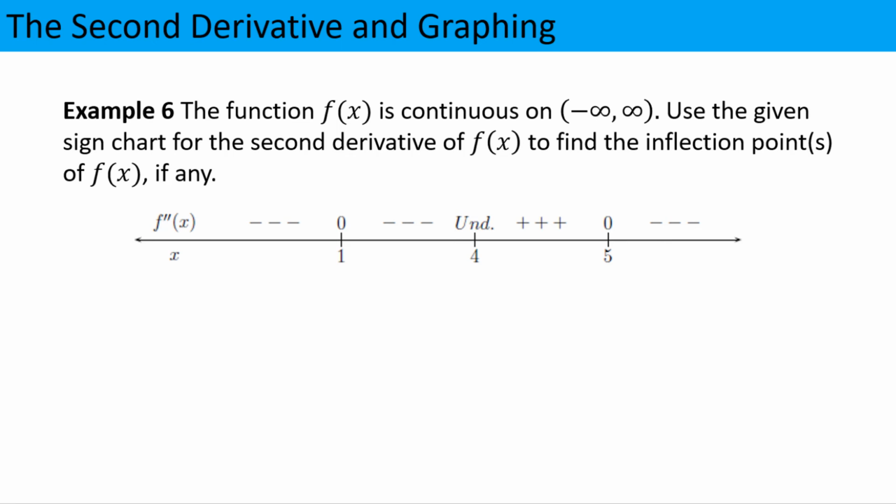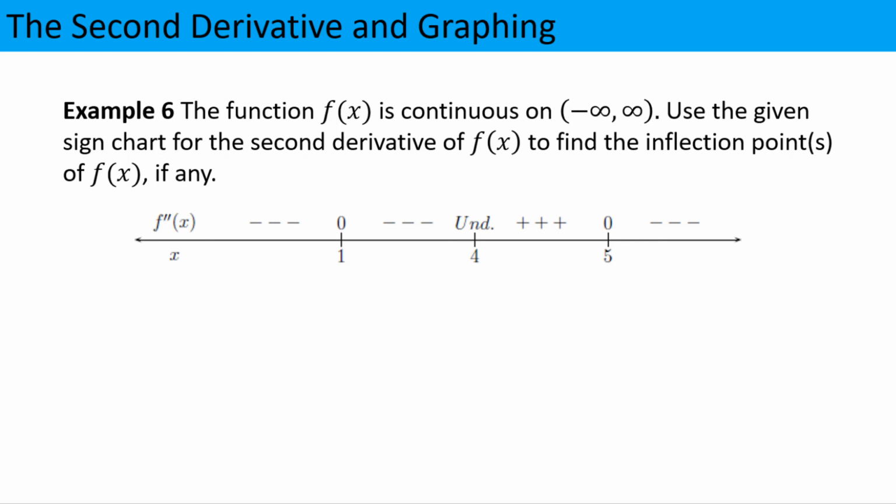From negative infinity to the x value of 1, the second derivative is negative. Between the x values of 1 and 4, the second derivative is negative. Between the x values of 4 and 5, the second derivative is positive. And where x is greater than 5, the second derivative is negative.